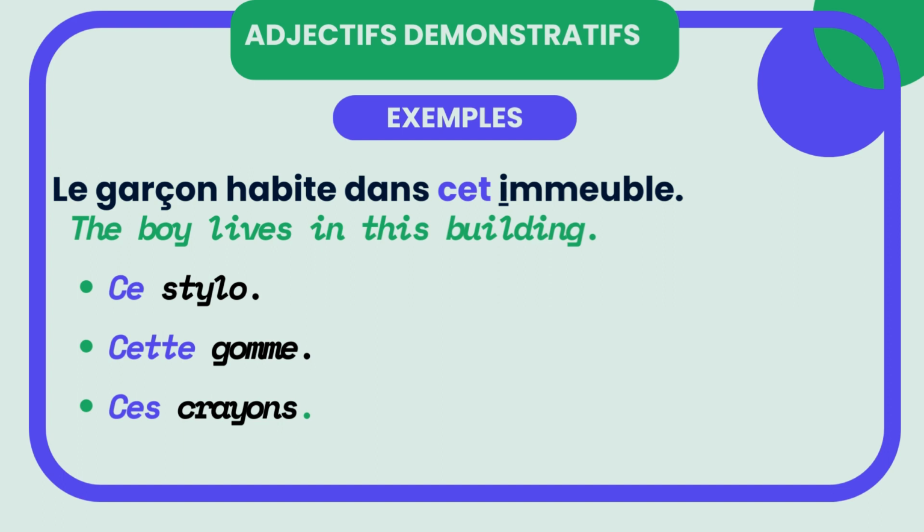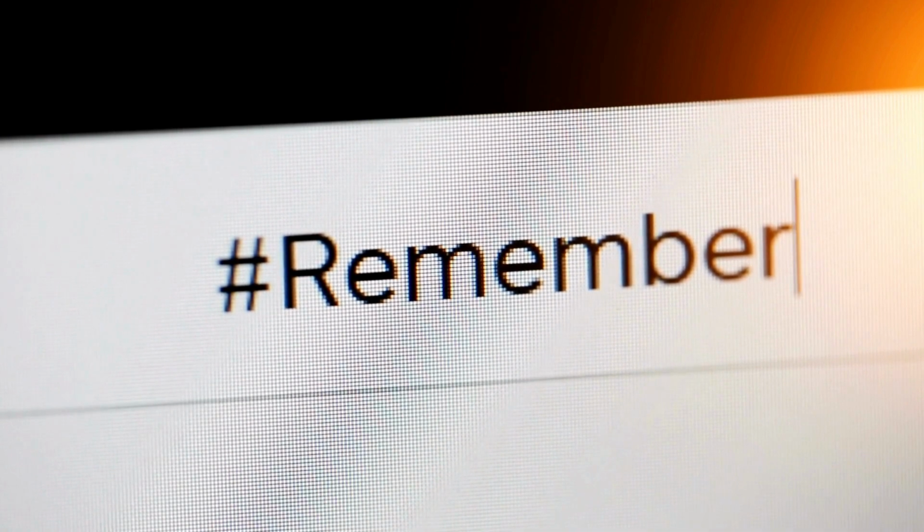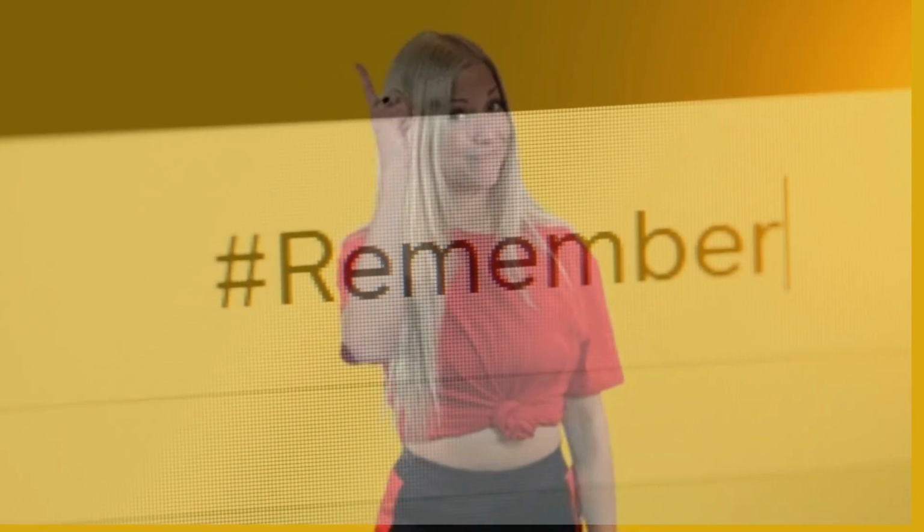Now, these are a few points to remember when using demonstrative adjectives in French. You have to observe the sentence carefully and be sure about the gender and number of the noun. Why? Because in French, we don't say this pen or that pen differently. If it is this or that, we use the same word. We only have to remember the gender of the noun and the number, whether it is singular or plural.